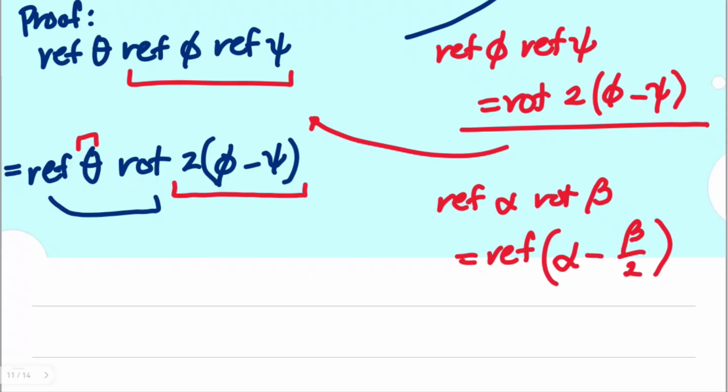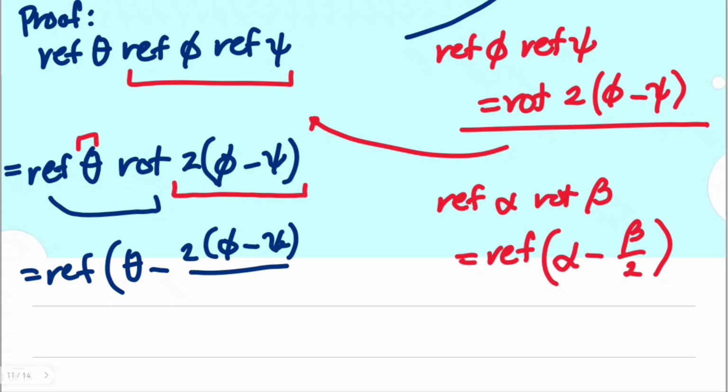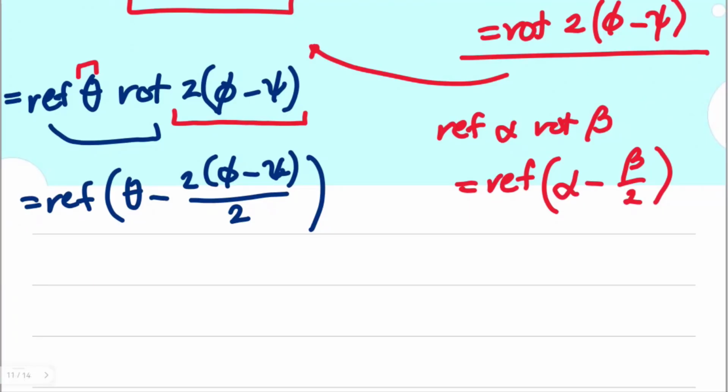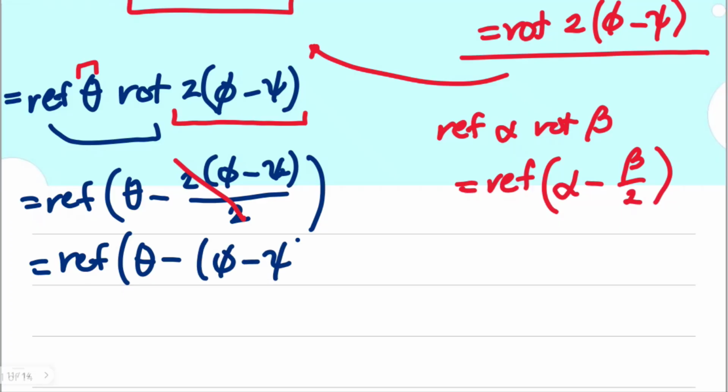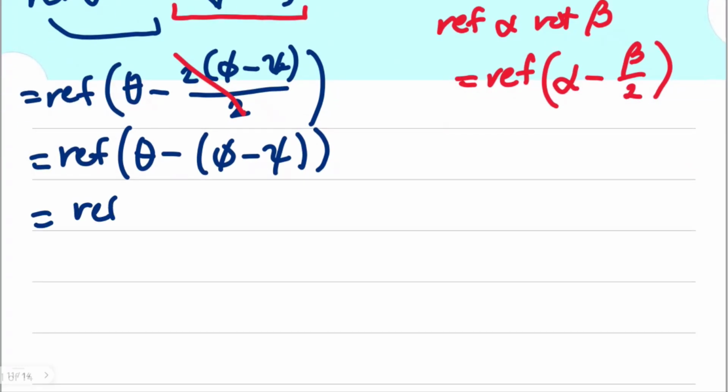That would mean this would be equal to the reflection of your alpha, which is your theta, then minus your beta, which is twice phi minus psi, over 2. That's over 2 here. Okay? Over 2. In this case, since we have our 2 here, you can cancel them. What will happen next is just a very simple reflection of your theta minus your phi minus your psi. Okay? Removing the grouping symbol, that's a reflection of your theta minus phi, and then it's plus you have your psi here.